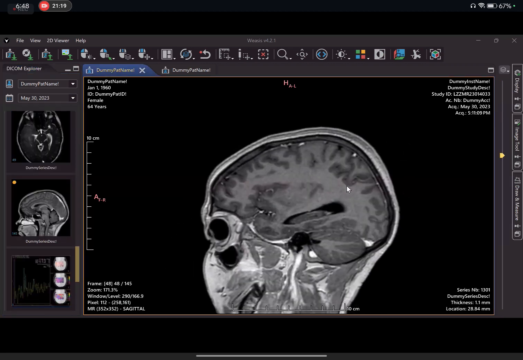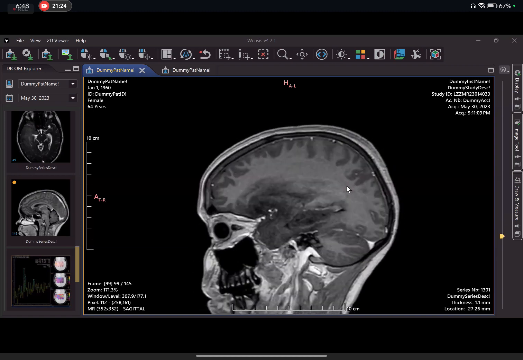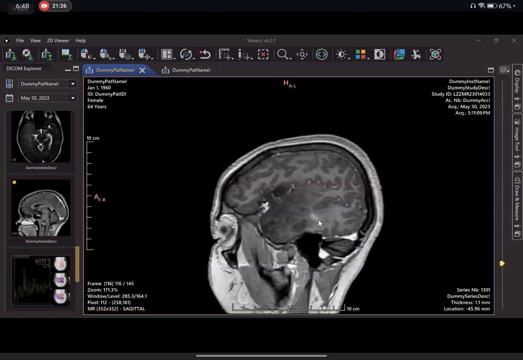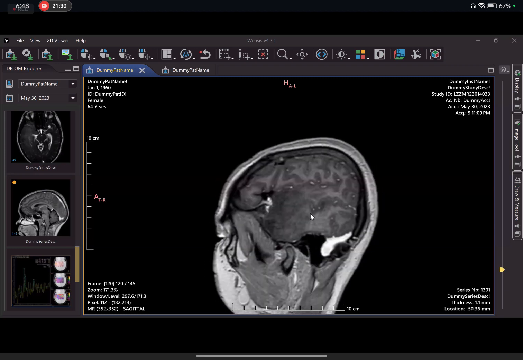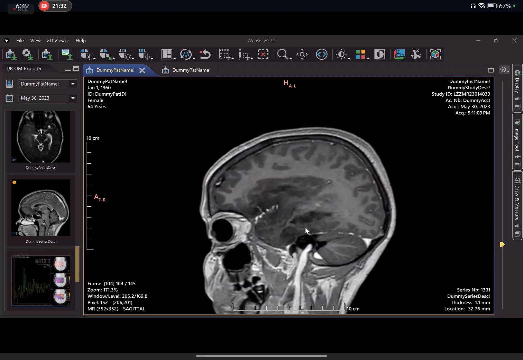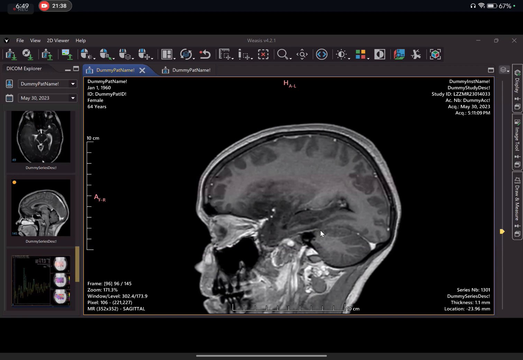What is the sequence? T1 pre-sequence, post sequence. Yeah, so if you can appreciate here, there are a few areas of patchy contrast enhancement in the posterior part of the tumor, right? Where it is showing some cystic necrotic change. Okay. Right. So on the basis of this, would you like to make a differential diagnosis? Ma'am, I would like to give a low-grade glioma.